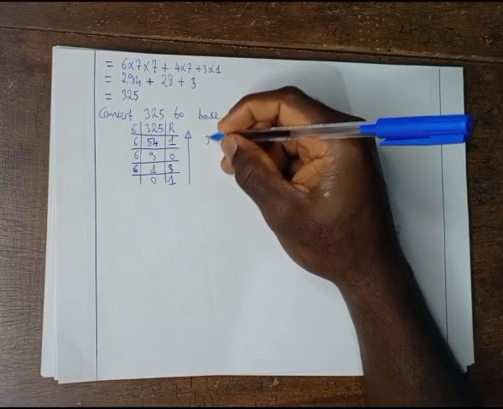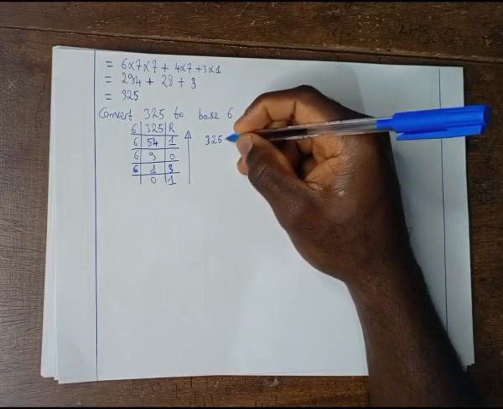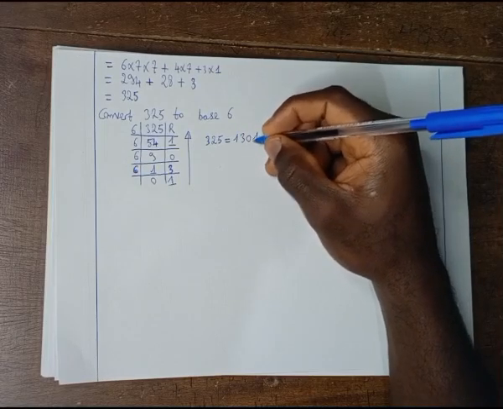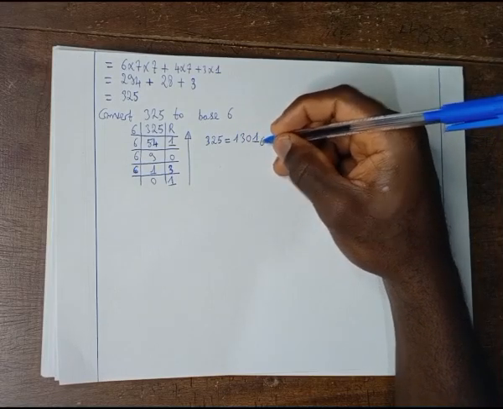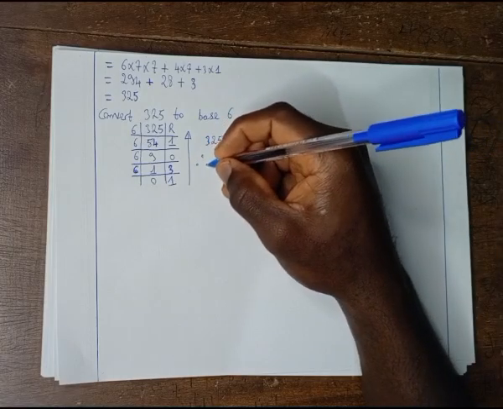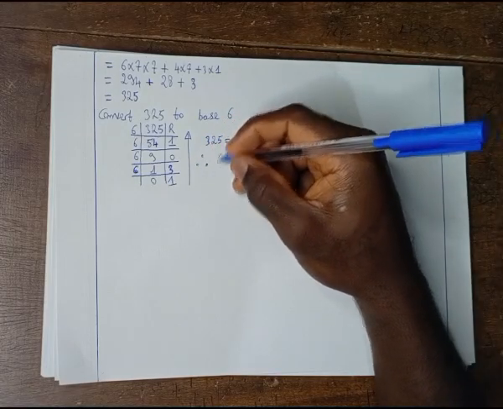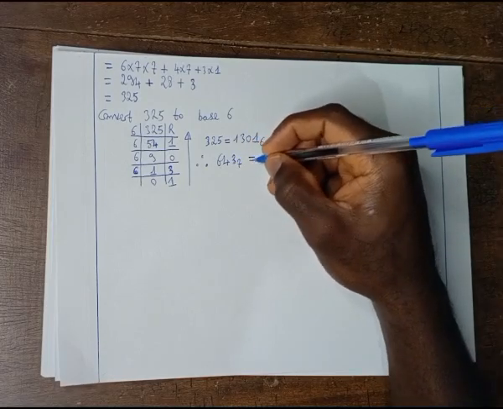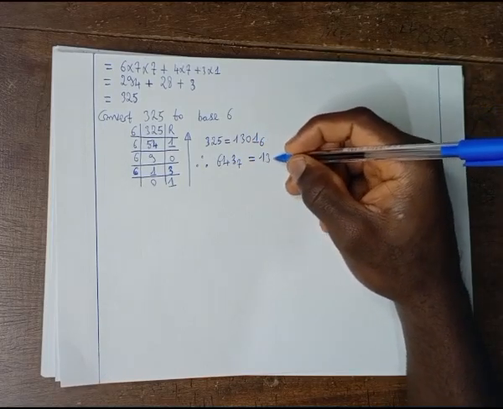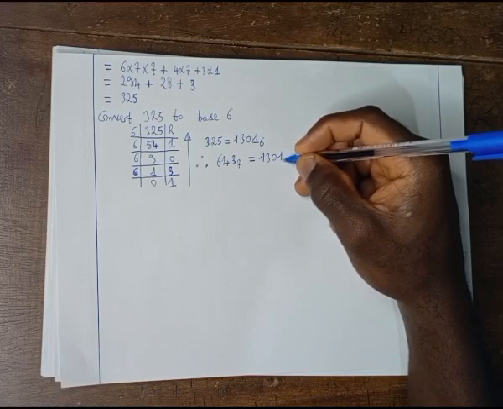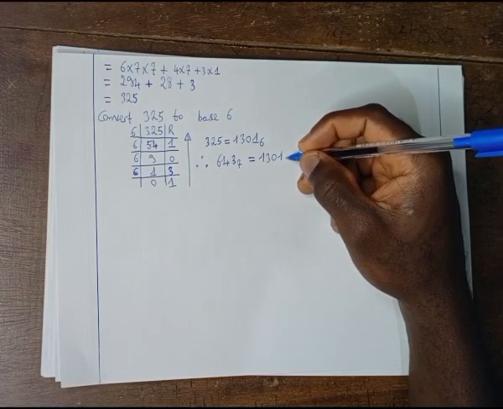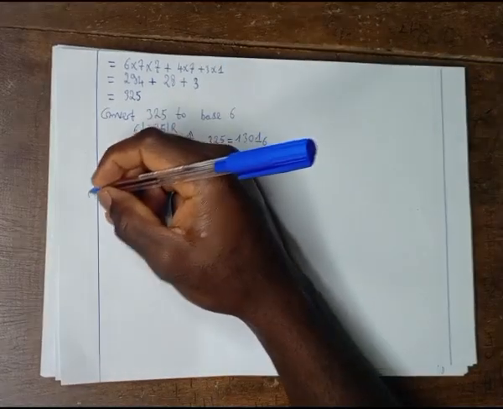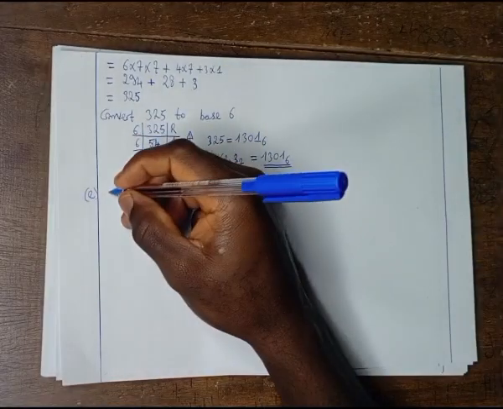The number 325 is simply equal to 1301 in base 6. So we conclude, therefore, the number 643 in base 7 is simply the same as 1 3 0 1 in base 6. Underline the result. Then we go now to the last question.